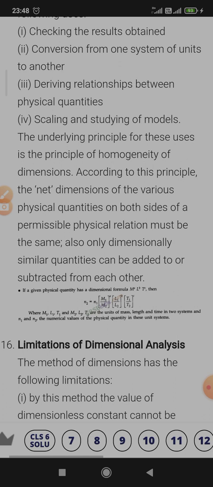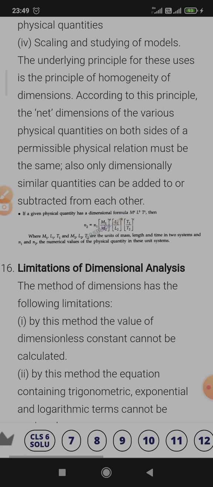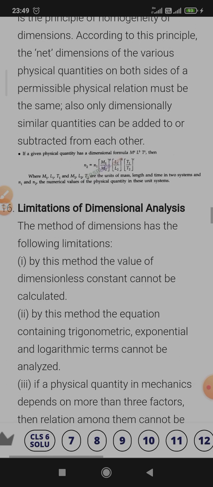Principle of homogeneity. According to principle of homogeneity, net dimensions of various physical quantities on both sides of a permissible physical quantity relation must be same. Also, only dimensionally similar quantities can be added or subtracted from each other.